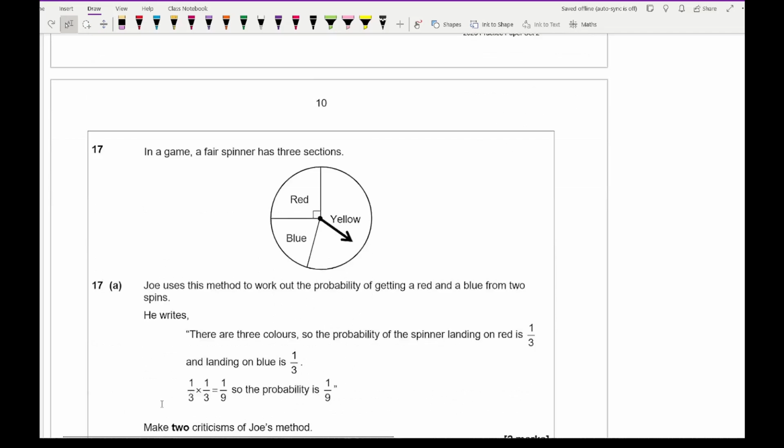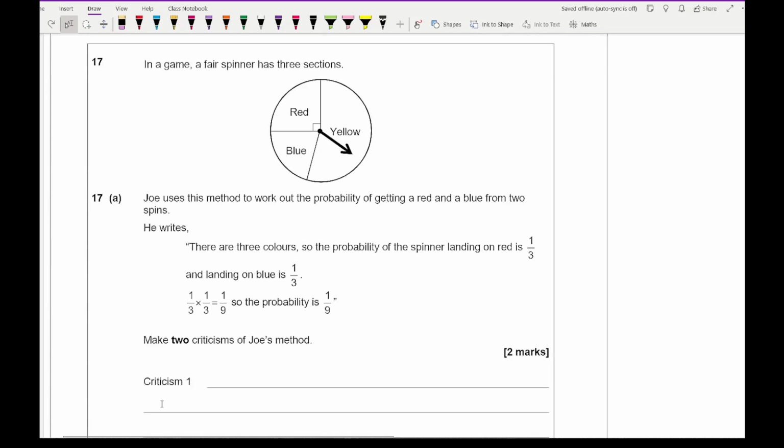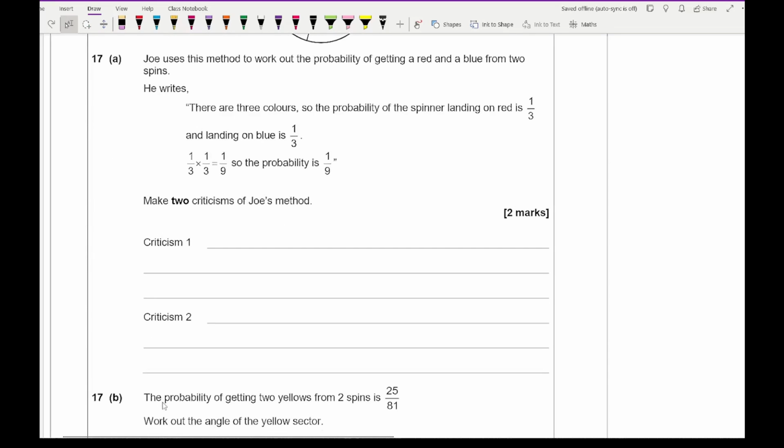Moving on to question 17, it says in a game a fair spinner has 3 sections. Joe uses this method to work out the probability of getting a red and a blue from 2 spins. He writes that there are 3 colours, so the probability of the spinner landing on a red is 1/3, and landing on a blue is 1/3, and 1/3 times 1/3 is 1/9, so the probability is 1/9. And the question is asking for 2 criticisms of Joe's method, because clearly he is wrong.